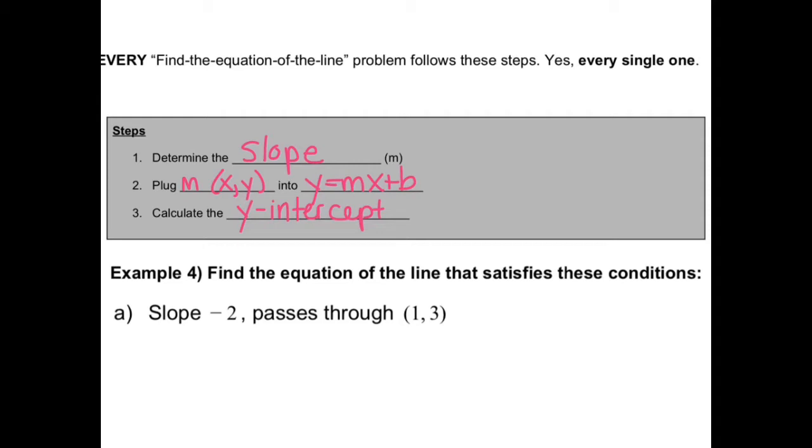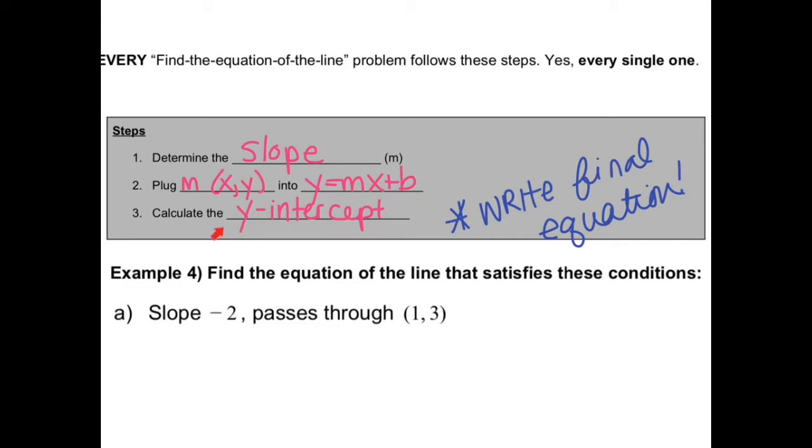The only thing I will add to these steps that you can put in the right is that you want to make sure that you do write your final equation. The problem is not over when you calculate the y-intercept. You're not asked to find the value for b, you are asked to find the equation of a line. So please make sure you remember to write the final equation.